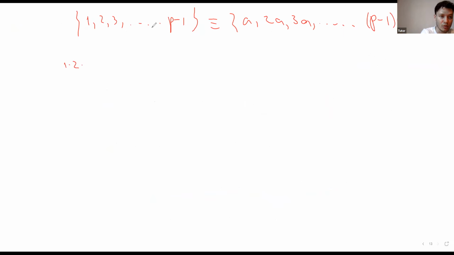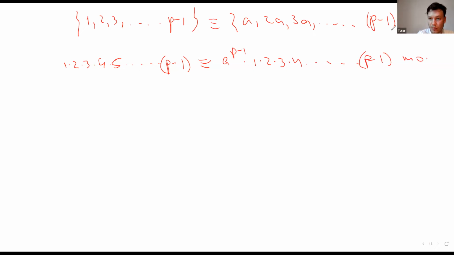I'm going to get 1 times 2 times 3 times 4 times 5 all the way to p minus 1. Well, this is going to be congruent with what? How many a's am I going to have in here? I'm going to have p minus 1 a's, so I can write it as a to the power p minus 1 times 1 times 2 times 3 times 4 times all the way to p minus 1 mod p.